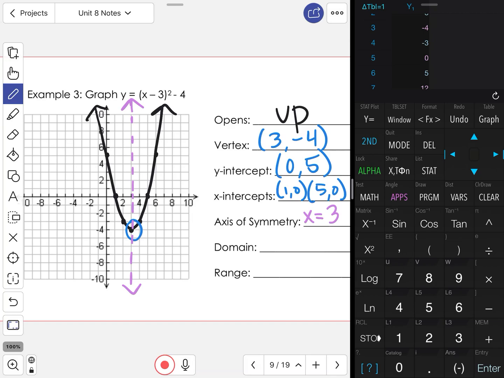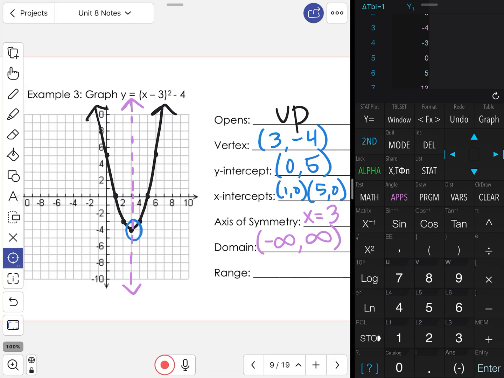Okay. Now that we've done that, let's do our domain and range. So I'm going to go vertically up and down until I start touching my graph, which I happen to start touching at an arrow, which means I'm going from -infinity. And then if I keep going vertically, the last time I touch is +infinity because I'm touching an arrow.